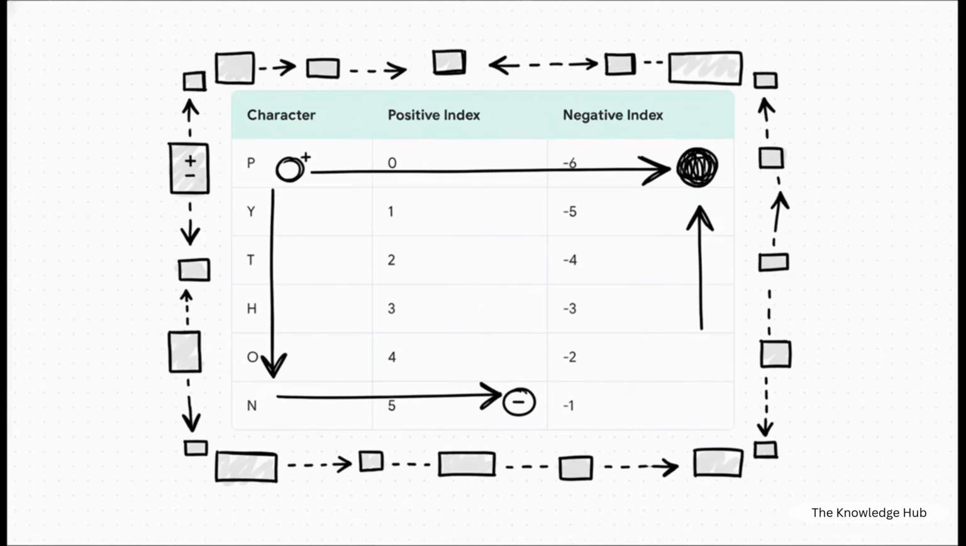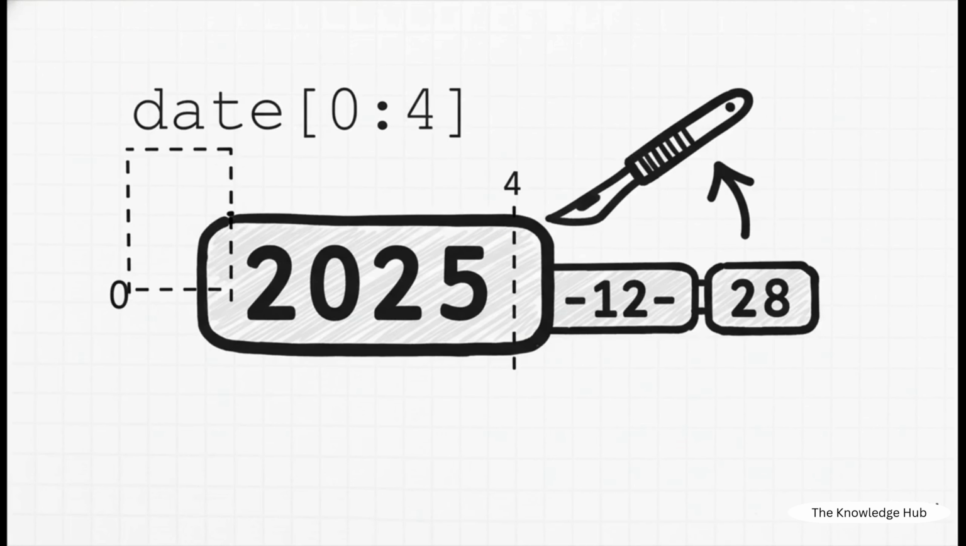Now, to grab those specific parts, you have to understand that every single character has an address. We call it an index. And here's the key thing to remember: Python starts counting from 0 at the beginning, but it counts from -1 from the end. This gives you 2 different ways to get to any character you want. And once you know those addresses, you can slice out exactly what you need.